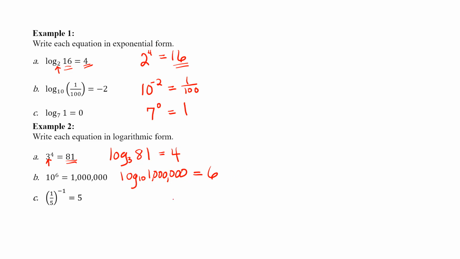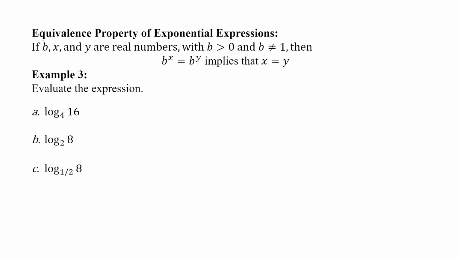6. Okay, next one, we've got 1/5 to the negative 1 equals 5. So we'll say log, the base is 1/5, and the number is 5. And the question is, what exponent do you put on 1/5 to get 5? And that is the power, negative 1. So log, base, argument or number, and exponent.